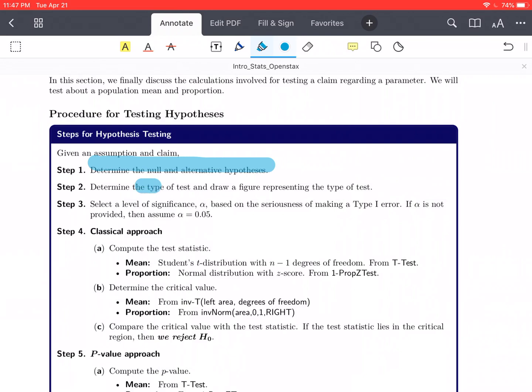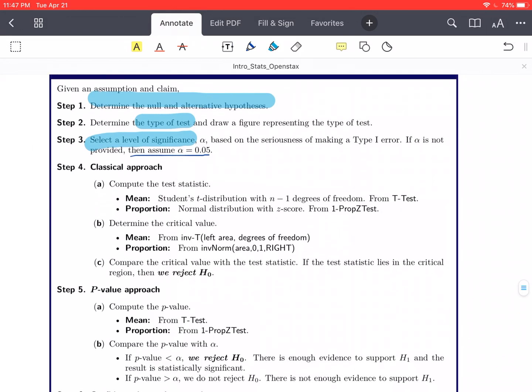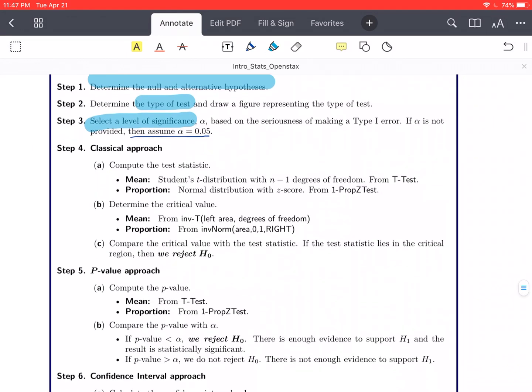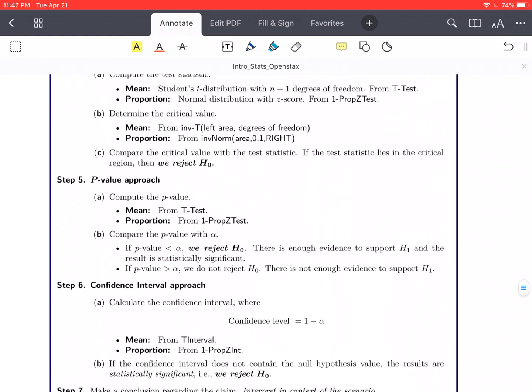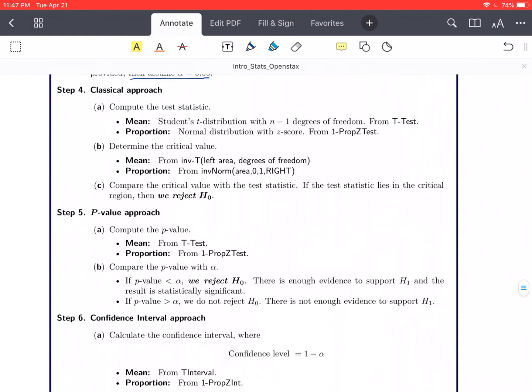Okay, and then we're going to determine what type of test we're doing. We select a level of significance. If it doesn't give us one, then assume that you're using 0.05 for the significance level. Okay. And then it'll be up to us to determine which approach we want to use. So they provide 3 here. We're going to mostly focus on the first 2, so that's the classical approach and the p-value approach.